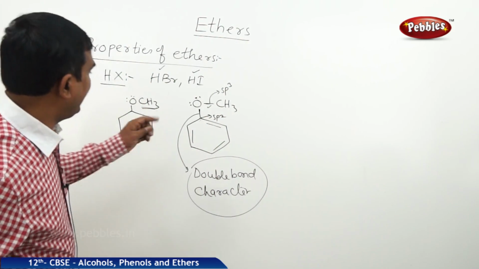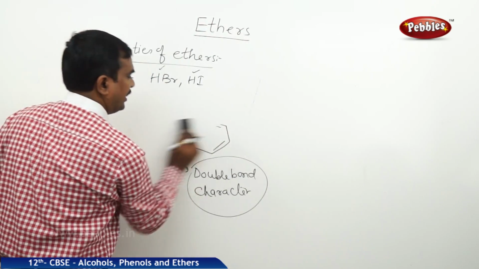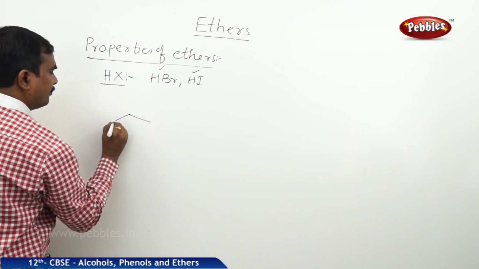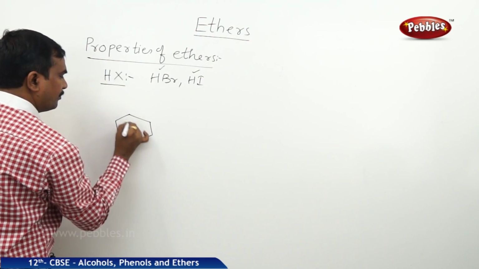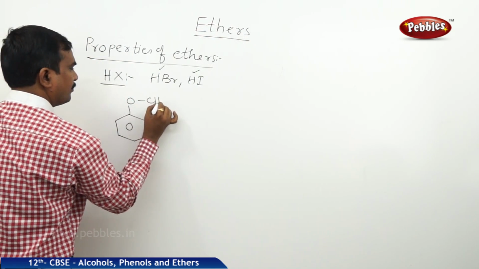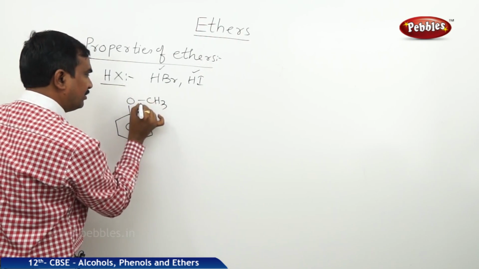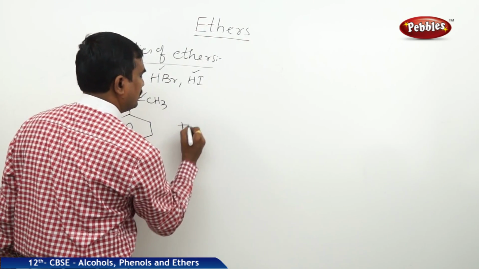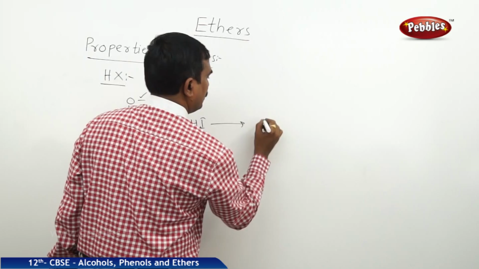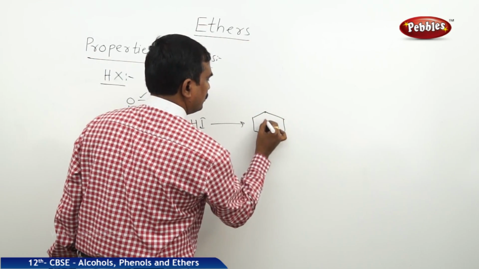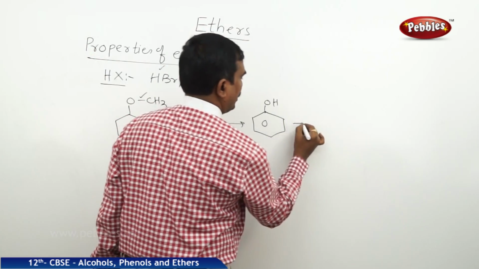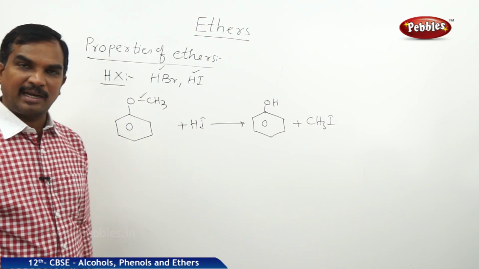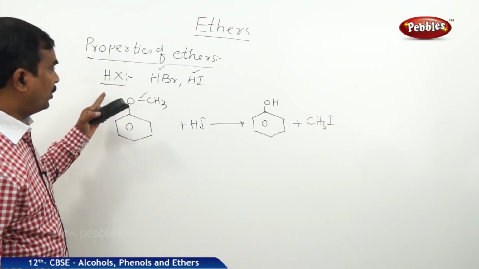That's why if you come across the reaction between this anisole and HI, this bond is cleaved. That's why I'll get the product as phenol, OH, and CH3I. And observe always these things. This is about a reaction with the hydrogen halides.